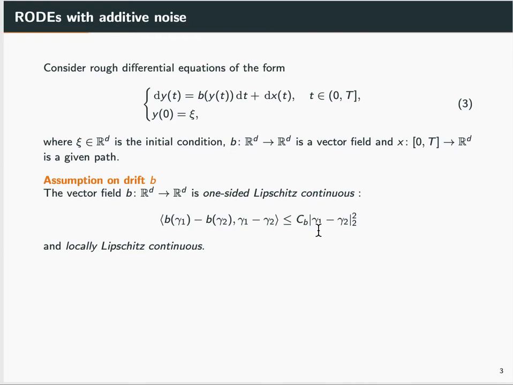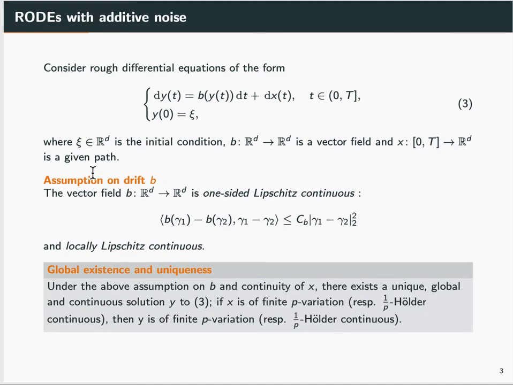Besides, this is a natural generalization of the linear decay problem if this c_b is smaller than 0. On the other hand, this local Lipschitz continuity is a relaxed condition such that the growth can be characterized locally. From the perspective of dynamical systems, those two conditions ensure a contractive dynamics. Under the assumptions on drift b, we can show the solution exists uniquely and enjoys the same continuity property as the driving noise. So for example, if x is of 1/p Hölder continuity, then y is also 1/p Hölder continuous.